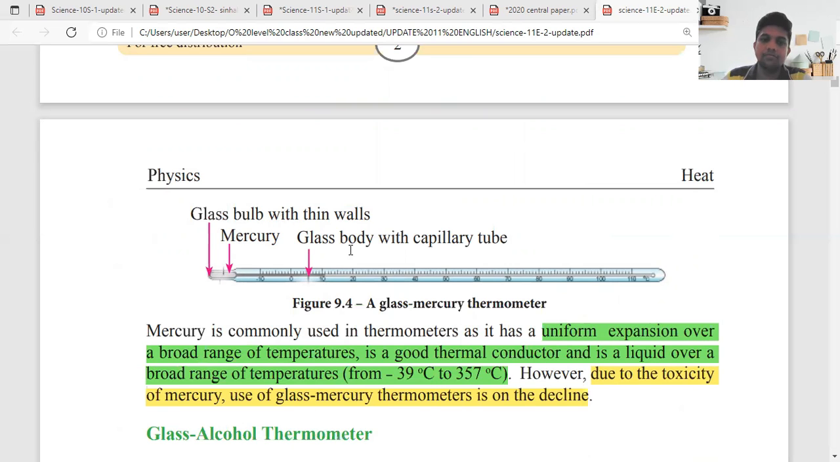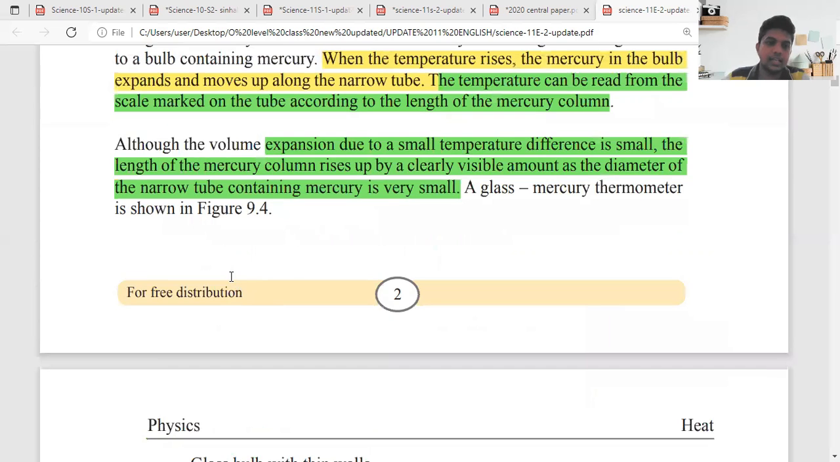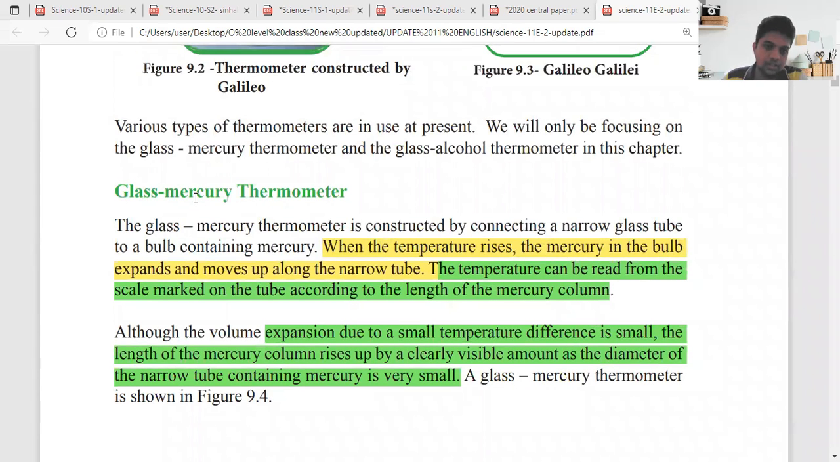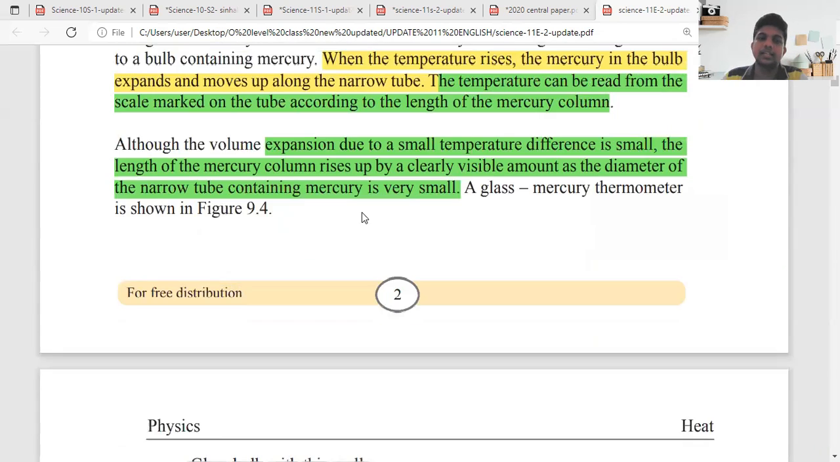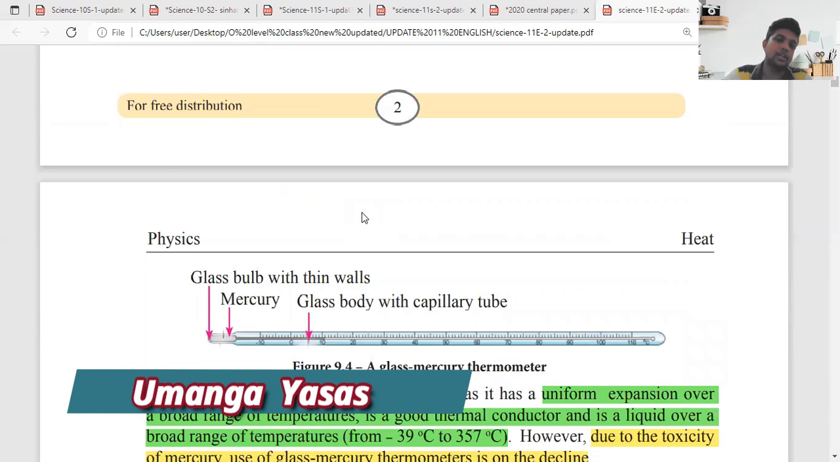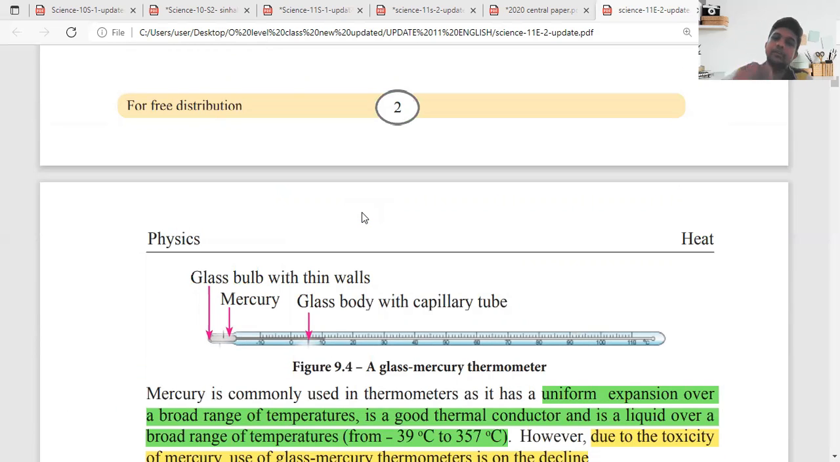The bulb has a thin wall. The purpose of this thin wall is that when we use this to measure the temperature, the temperature should penetrate easily to the mercury inside the glass mercury thermometer. Then after that the expansion takes place. So with that we can calculate the temperature from the scale that they have provided here.